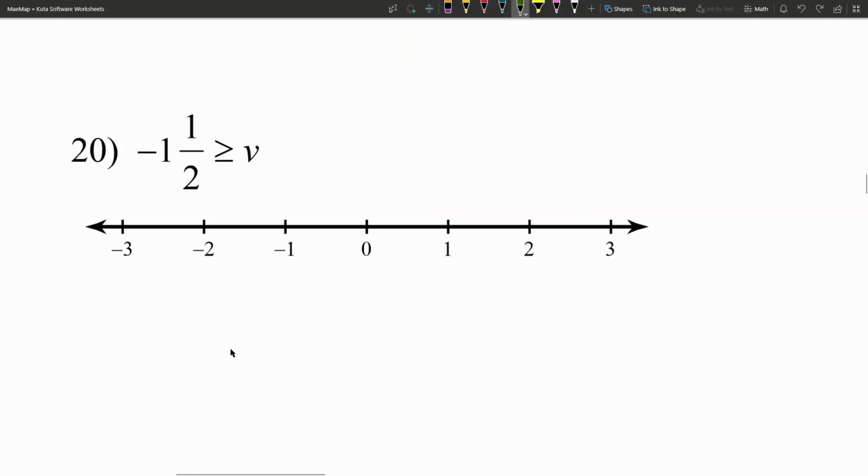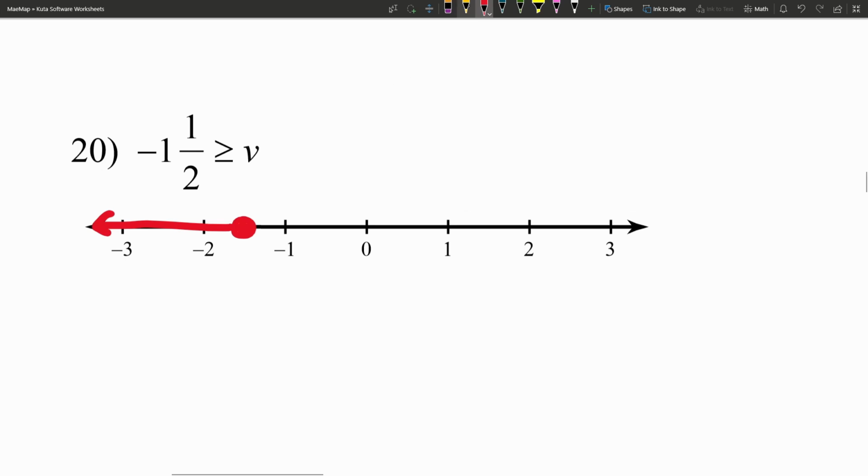Number 20 states that negative 1 and 1/2 is greater than or equal to a positive v. So we're going to start by locating negative 1 and 1/2. So going negative 1 and then another negative half, we're going to be roughly here on our number line. And we're going to go ahead and circle that. Now we have that negative 1 and 1/2 is greater than or equal to our v values. So if that's larger than our v values, our v is going to be everything to the left of that, and we're going to fill that circle in because v could be equal to negative 1 and 1/2. And there we have it, number 20.